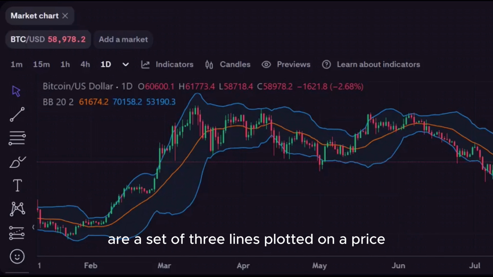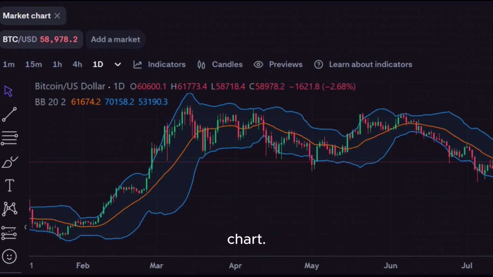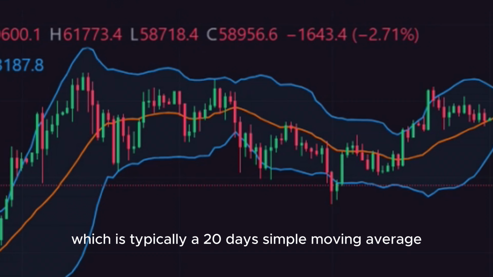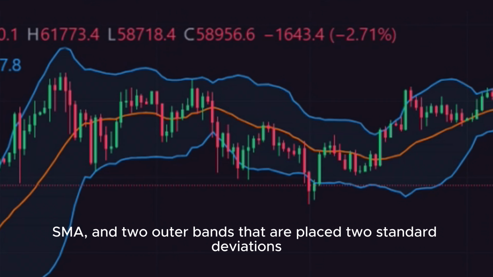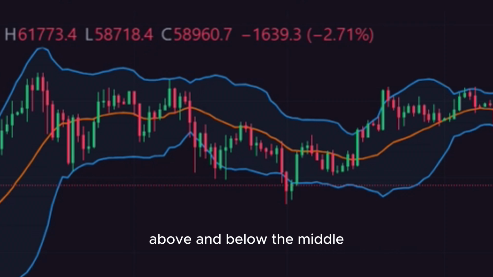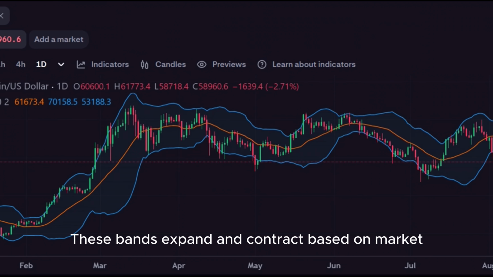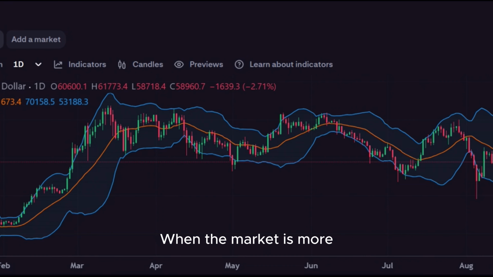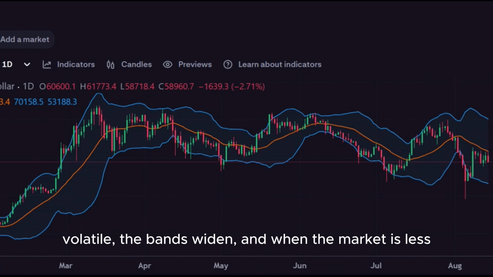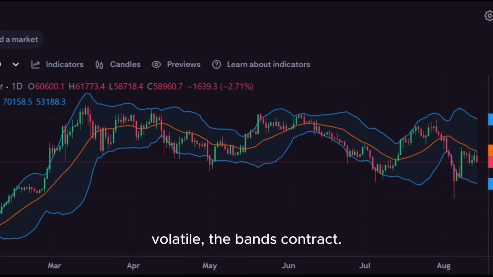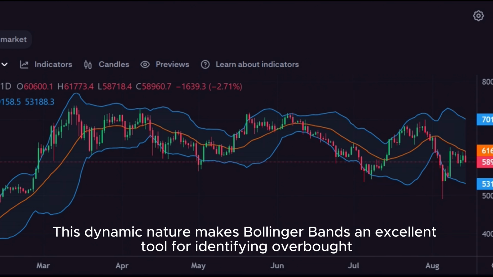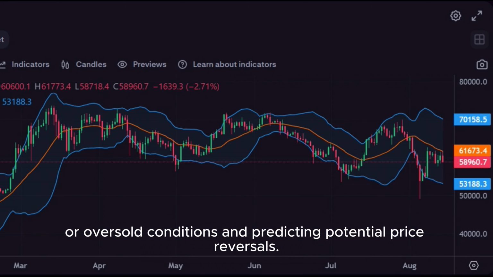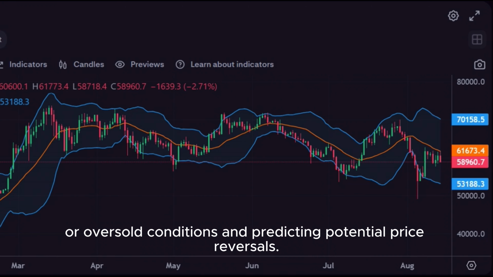Let's get started. So, what exactly are Bollinger Bands? Bollinger Bands are a set of 3 lines plotted on a price chart. They consist of a middle band, which is typically a 20-day simple moving average, SMA, and 2 outer bands that are placed 2 standard deviations above and below the middle band. These bands expand and contract based on market volatility. When the market is more volatile, the bands widen, and when the market is less volatile, the bands contract. This dynamic nature makes Bollinger Bands an excellent tool for identifying overbought or oversold conditions and predicting potential price reversals.